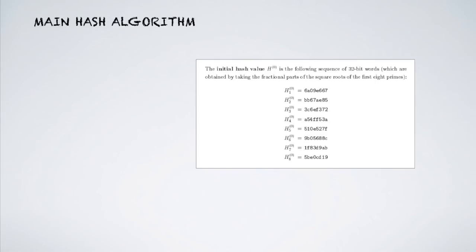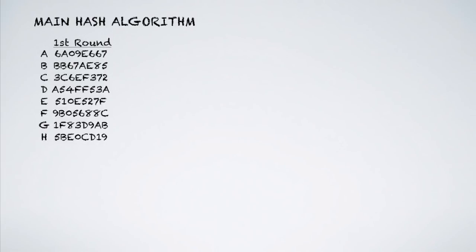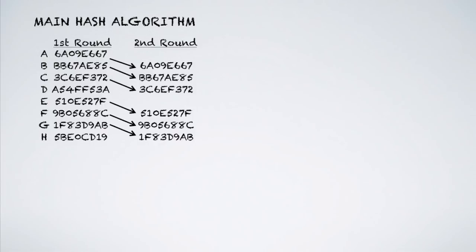The main hash starts with initial values of 8 blocks of 8 hex characters, which are provided by the NSA. We'll refer to these as A through H. And the simple part of the hash algorithm is as follows. New B is old A, new C is old B, new D is old C, new F is old E, new G is old F, and new H is old G.